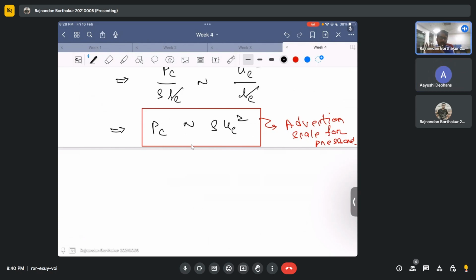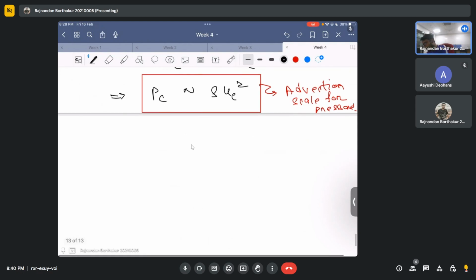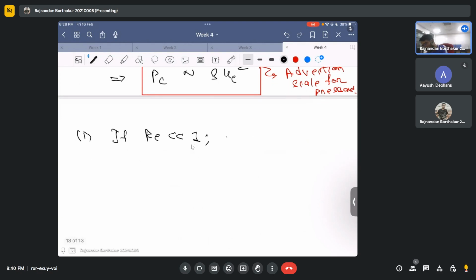Yes, exactly. But what number does that signify? Reynolds number. Exactly, that's the whole point. So the way in which pressure would scale depends on the Reynolds number. The rule of thumb is that if the Reynolds number is very much less than 1, this means viscosity dominates.